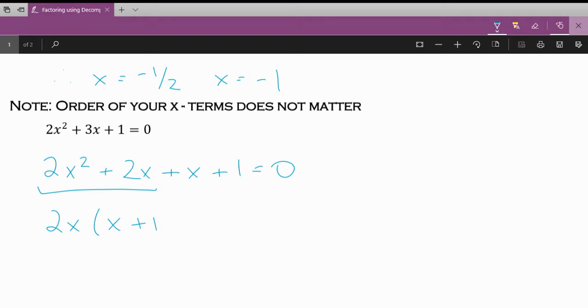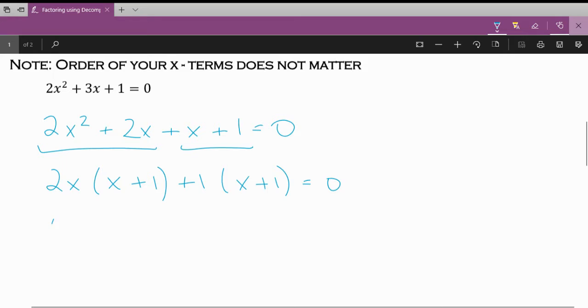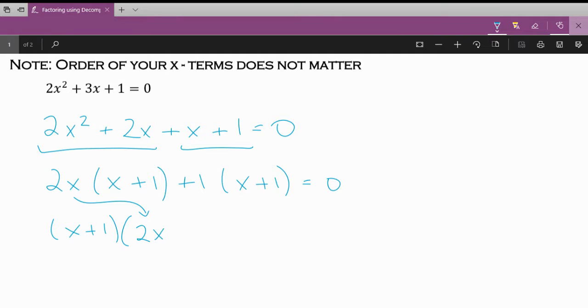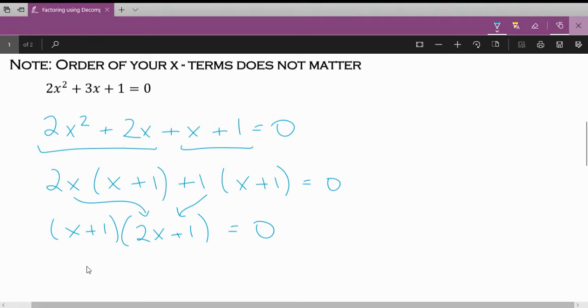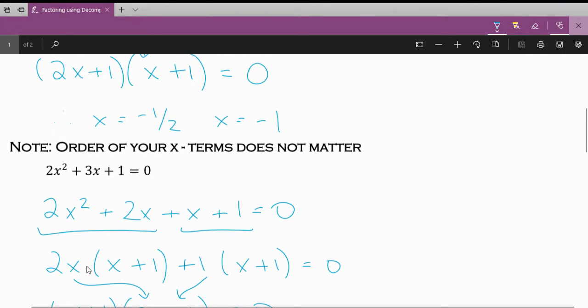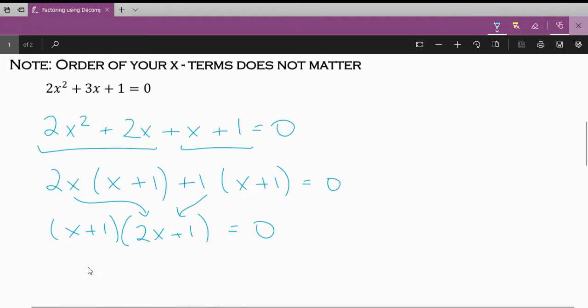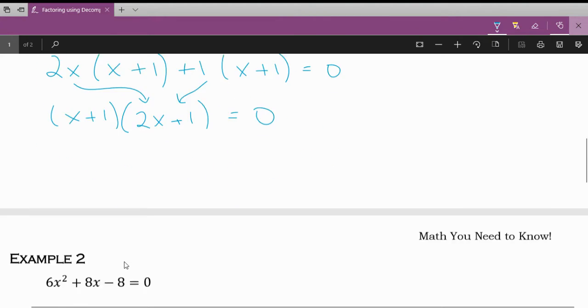For my last two terms, I come up with the same situation where I can only factor out a 1, and I'm going to be left with x plus 1. Then if I look to see what's common, I have x plus 1, and what's left over is 2x plus 1. You can see that my brackets are exactly the same as they were above, just the other way. So 2x plus 1 times x plus 1, or the other way around, x plus 1 times 2x plus 1. All right, let's do another example.